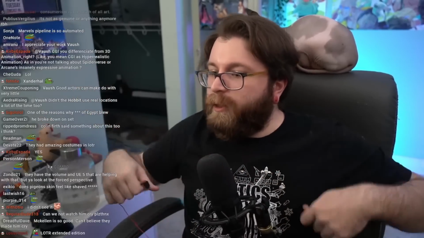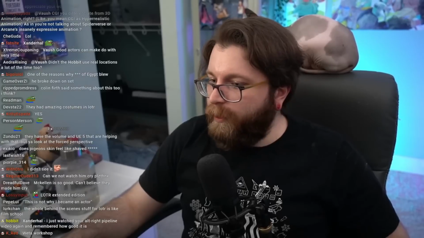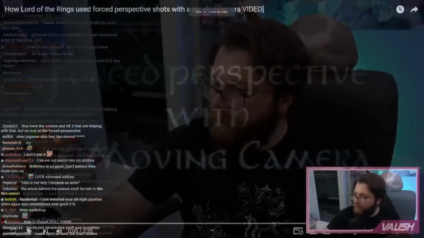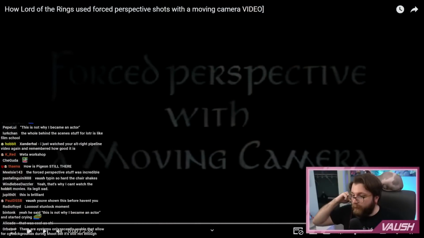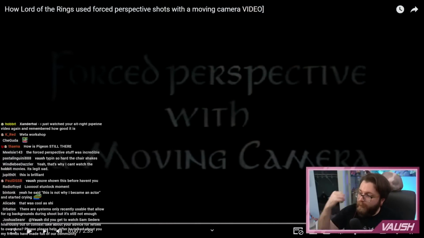How Lord of the Rings used forced perspective shots with a moving camera. So the hobbits in the Lord of the Rings movies, they didn't use any computer graphics for that. They used physical effects. I've shown this before, but it's been a year ago.